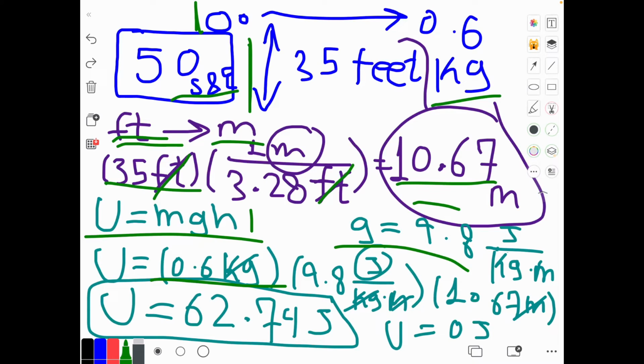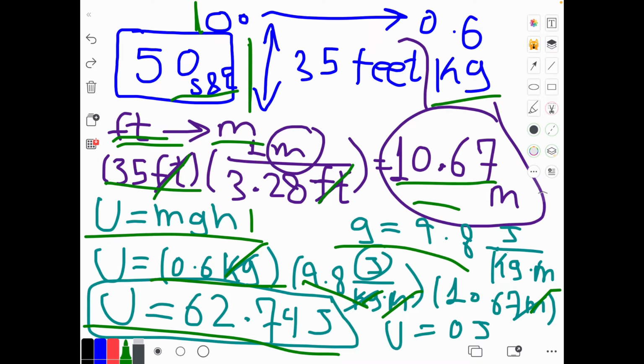So 0.6 kilograms times 9.8 joules per kilogram times meter. We're going to use that because that's the only one that we want to use. So kilograms cancel out, and the meters cancel out with the 10.67 meters that we have. We're going to remain with the unit of joules. So since we're on top of the building, our potential energy is going to be 62.47 joules.